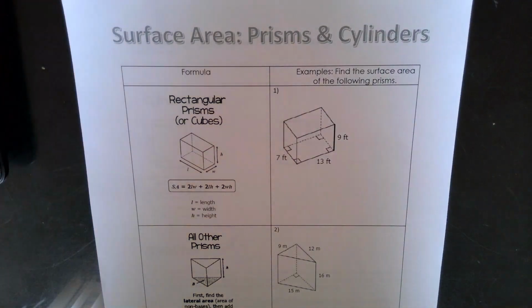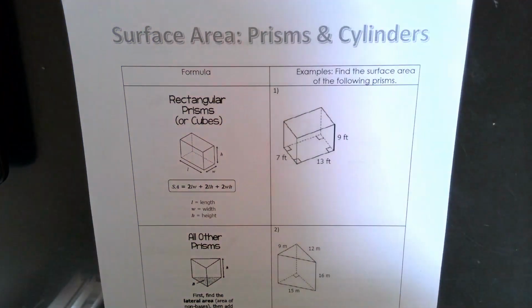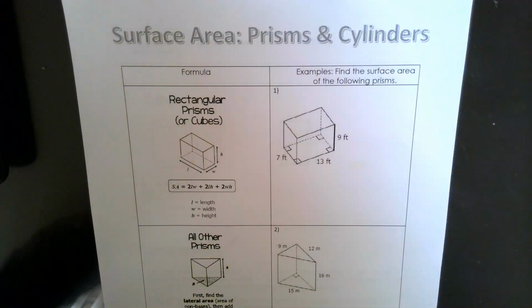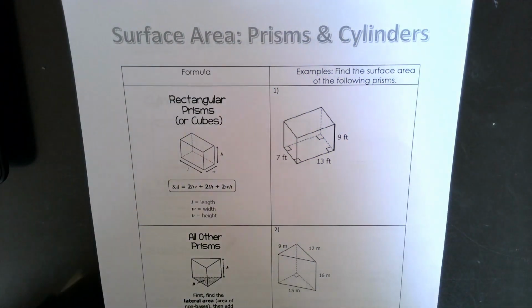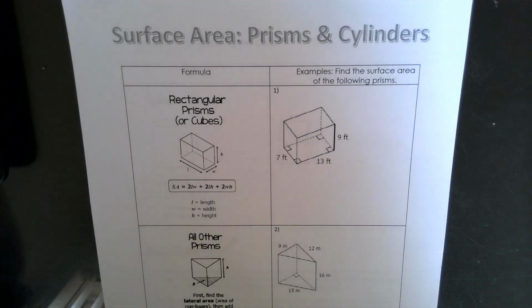In this lesson, we're going to talk about surface area of prisms and cylinders. So when you hear surface area, it's exactly what it sounds like. You're finding the area of the surfaces on your solid, okay?